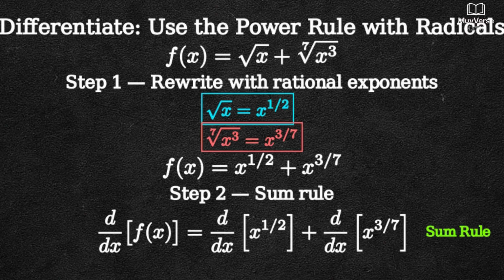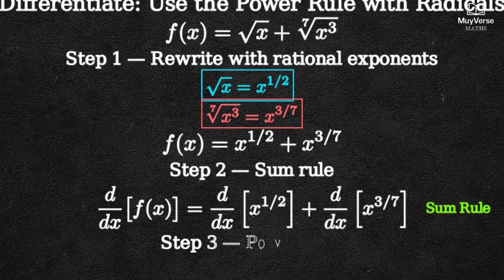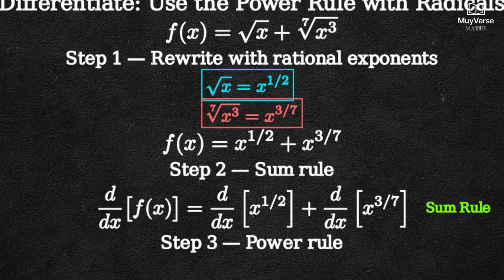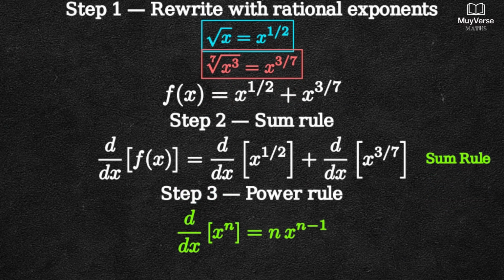Step 3. Use the power rule. The power rule says the derivative of x to the n equals n times x to the n minus 1. We'll apply it to each term separately.